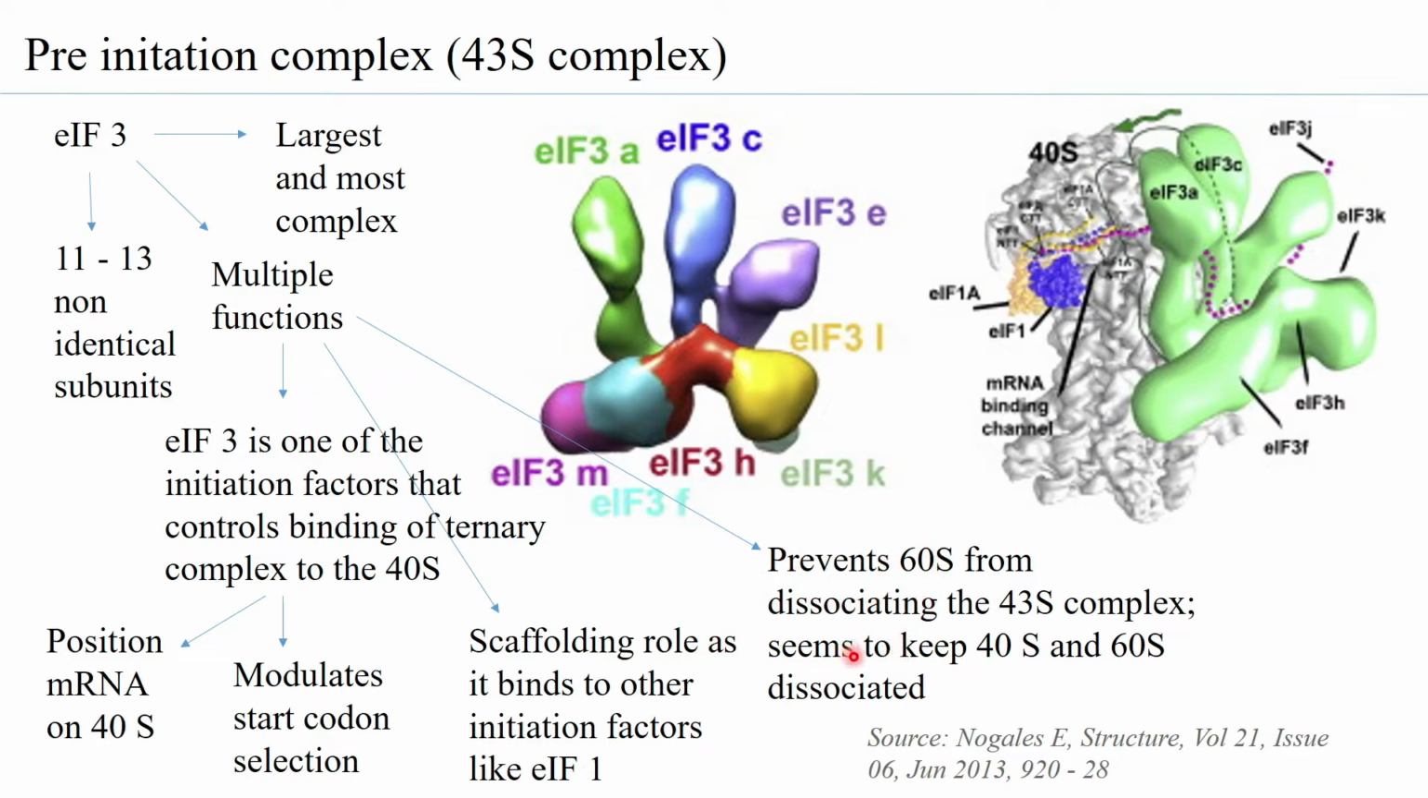If you remember, in the prokaryotic system, this job was being done by IF3. So IF3 was responsible for binding to the E side, and not allowing the association of the 30S and the 50S. So here what is understood is that EIF3 is also doing the same thing.